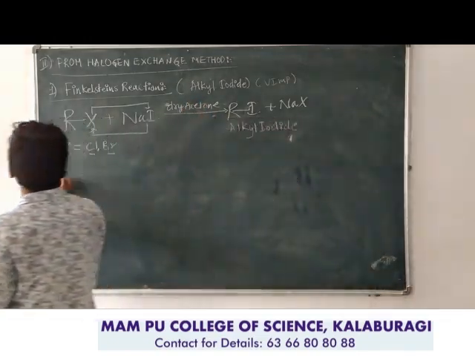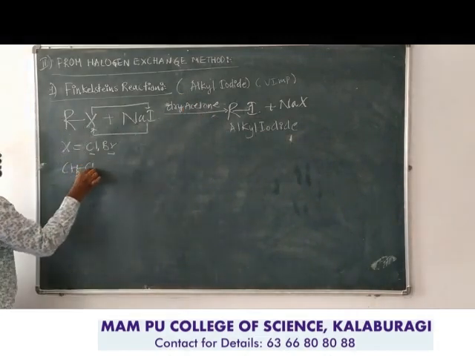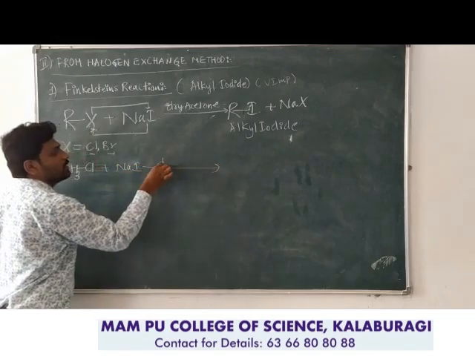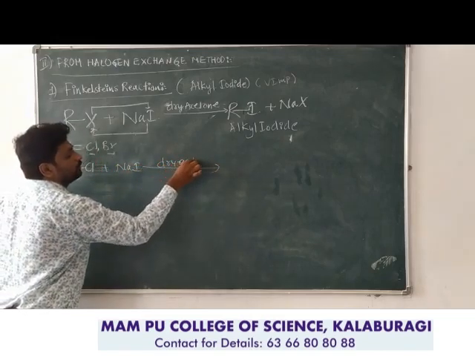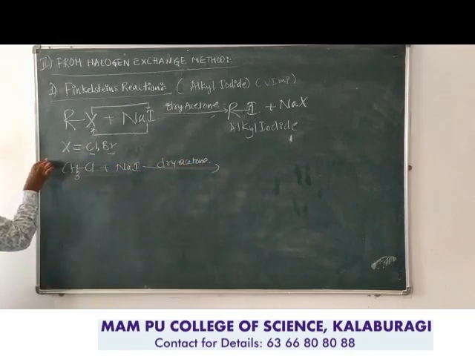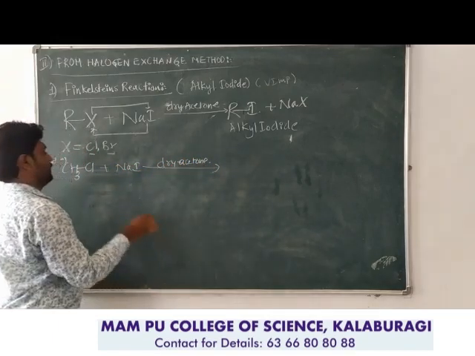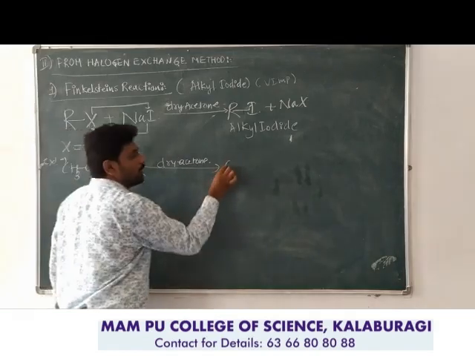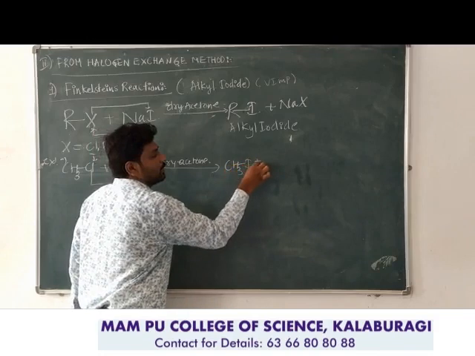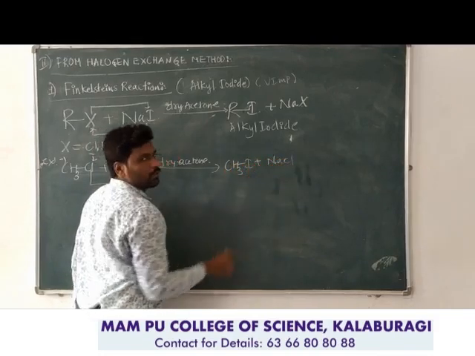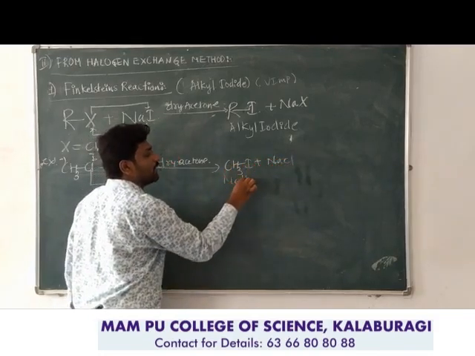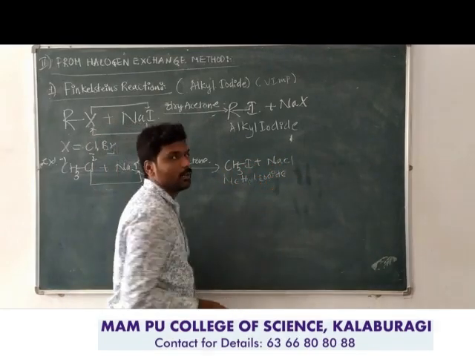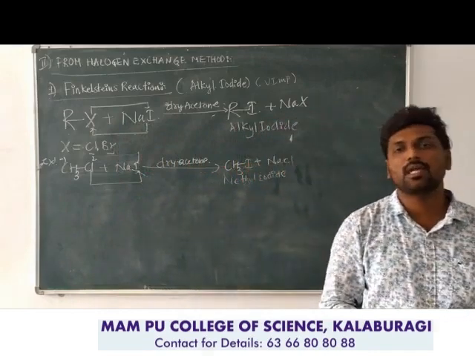Suppose I take the example of methyl chloride, which is heated with sodium iodide in the presence of dry acetone. This is the first example, where the iodine replaces the chlorine and the chlorine replaces the iodine. So I get CH3I plus NaCl as a byproduct, and this is methyl iodide, or we can say iodomethane. Methyl iodide is the common name, iodomethane is the IUPAC name.